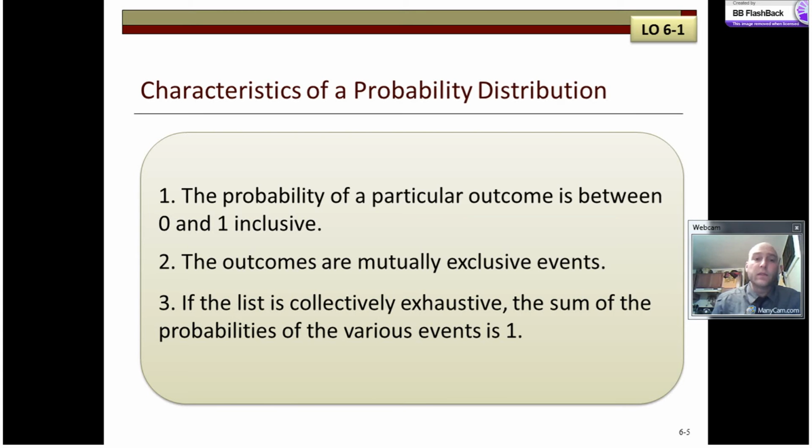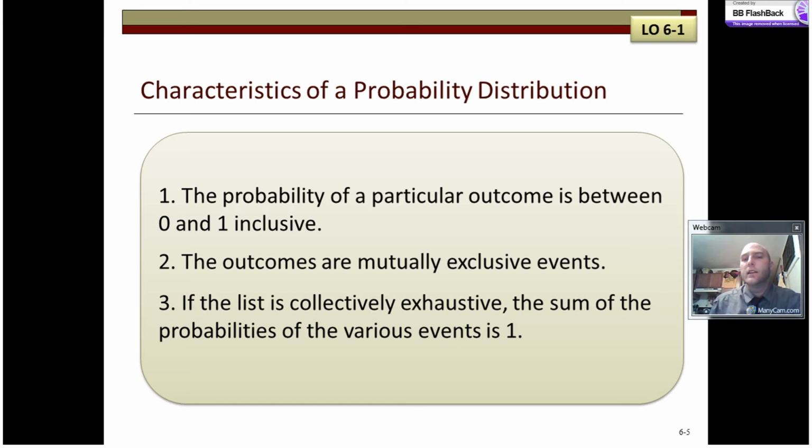In a probability distribution, there are a few characteristics, and you're going to see these coming up over and over again, especially as we talk about some of the other distributions. For any probability distribution, one, the probability of a particular outcome must be between 0 and 1 inclusive. That's just how probabilities are defined, as a decimal between 0 and 1. So you can't have a probability be less than 0, because that would mean it's less than impossible, or more than 1, which means it's more than absolute. Doesn't make sense. Two, the outcomes are mutually exclusive events.